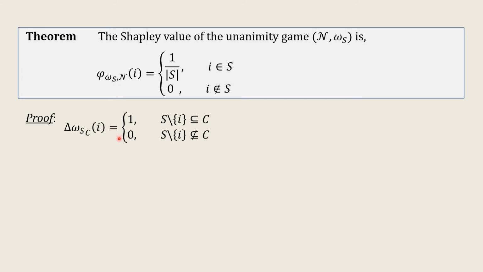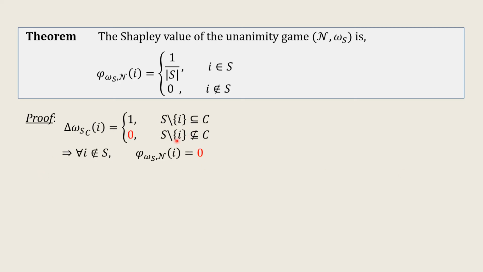So this is the marginal contribution of agent I to this coalition C. If the coalition C contains all the agents in S except agent I, then when I joins the coalition, the value of this coalition jumps to 1, whence the marginal contribution of agent I is 1. On the other hand, if the coalition does not contain all the elements of S excluding I, then the marginal contribution of I is 0.